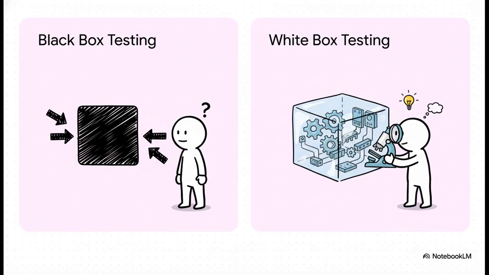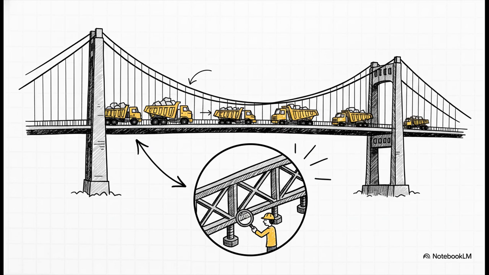The total opposite is white box testing. Here, the tester can see inside the box. They're looking at the actual code itself to make sure every single line and every pathway works exactly like it's supposed to. And here's a brilliant way to picture the difference. Functional testing, the black box, is like driving a bunch of heavy trucks over a new bridge to see if it holds the weight. You're just testing what it does. Structural testing, the white box, that's like getting up close with a magnifying glass and checking every single weld and bolt to make sure the construction itself is solid. You need both, for sure.